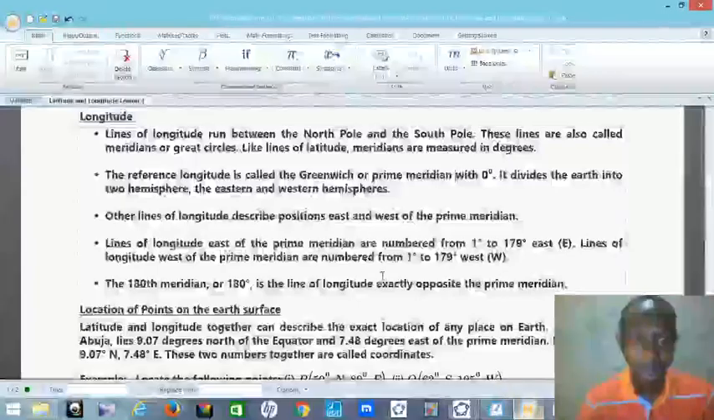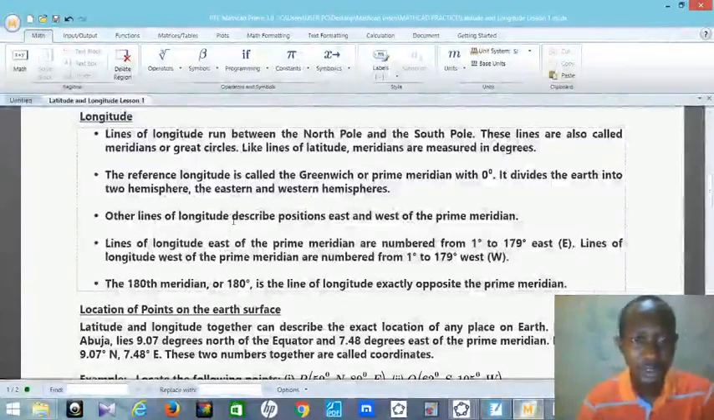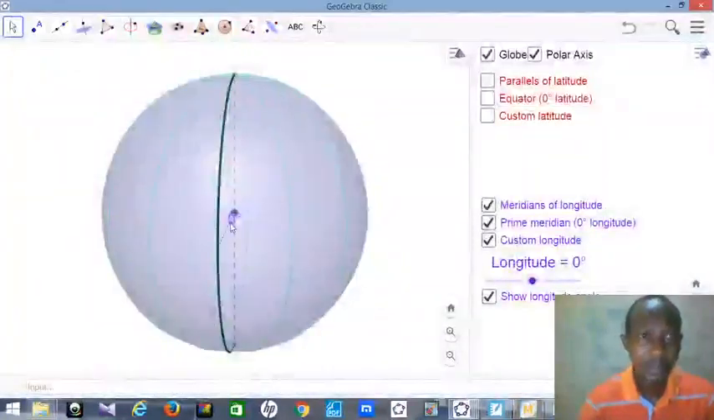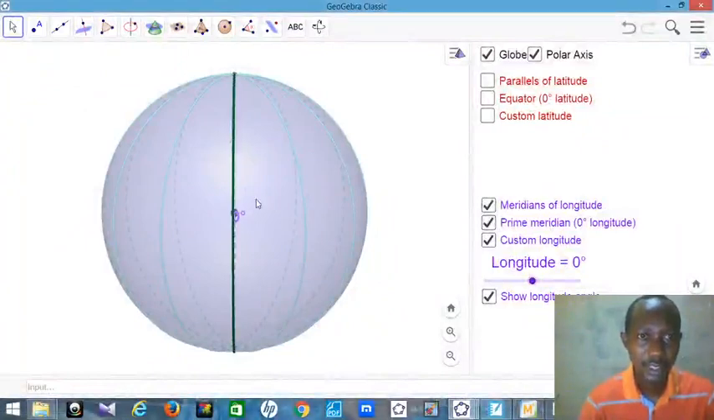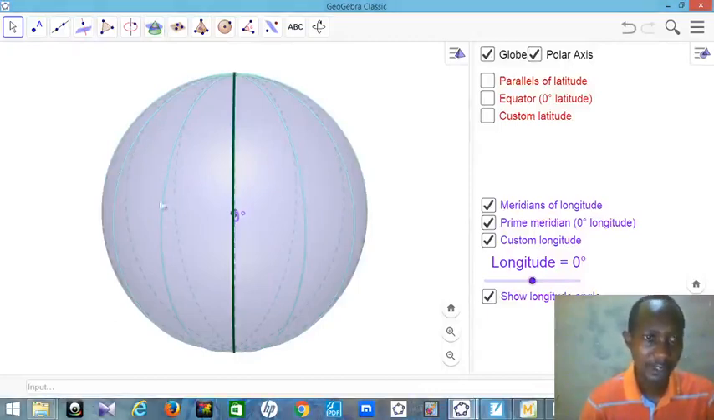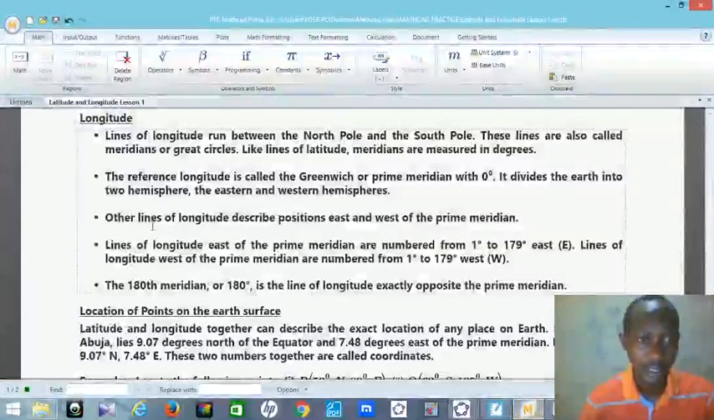Okay, let's move on. You see, other lines of longitude describe positions east and west of the prime meridian. So when this prime meridian now divides the Earth into two, you can see it. Every other longitude on the right here is on the eastern side. Then the other ones here are on the western side. So that is what this statement is trying to say here: the other lines of longitude describe positions east and west of the prime meridian.